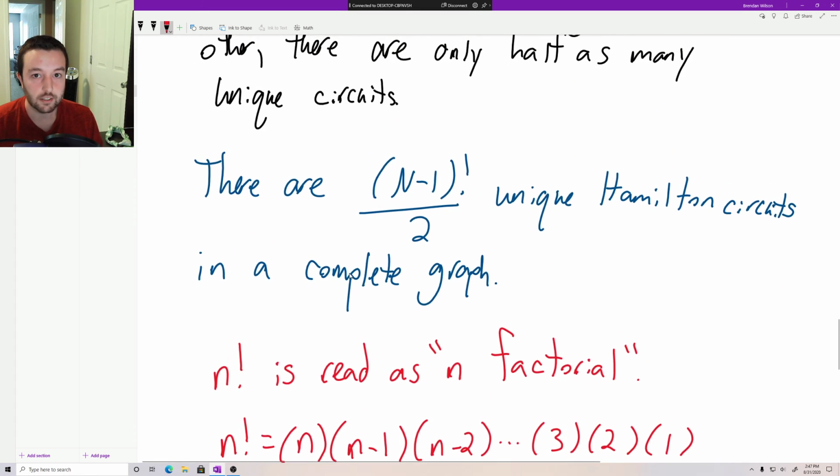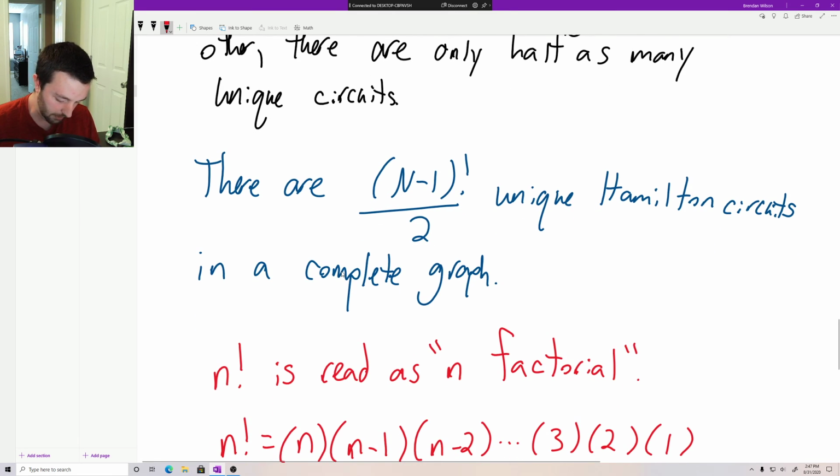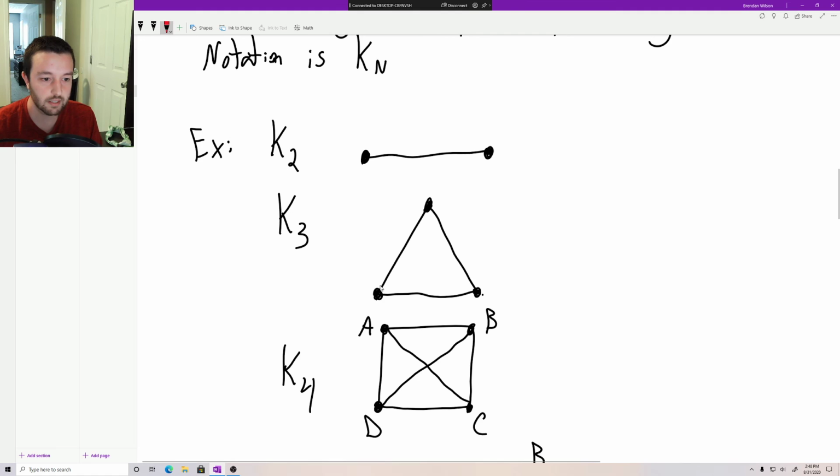So let's think about the triangle graph, okay? How many unique Hamilton circuits are in K3, the triangle graph? Well, there should be 3 minus 1 factorial divided by 2. Okay, 3 minus 1 is 2. 2 factorial is 2. 2 divided by 2 is 1. So there's actually only one unique Hamilton circuit. Because if you start here, go here, back to here, well, if you do a different circuit, it's just either going to be rotating that one, so it's really going to be the same circuit, or it's going to be going the opposite direction, which again is really the same circuit.